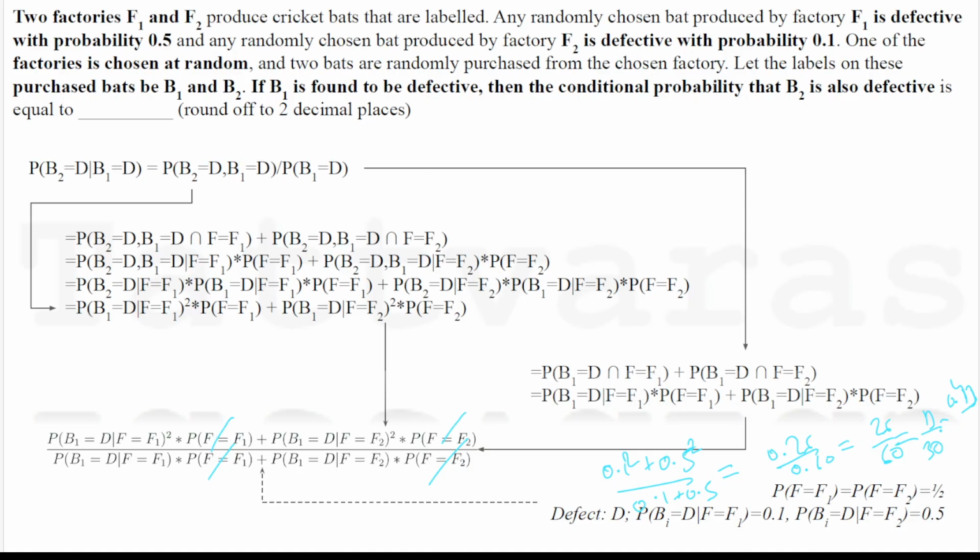Another interesting thing: suppose this was IIT JAM, but suppose this comes some time later in a different shape or form in ISI. Here you knew the conditioning on one bat. Suppose the question says that all the bats that have been seen from the manufacturing factory, you don't know which factory, are all defective. So what is the probability of the next bat in the line also being defective?